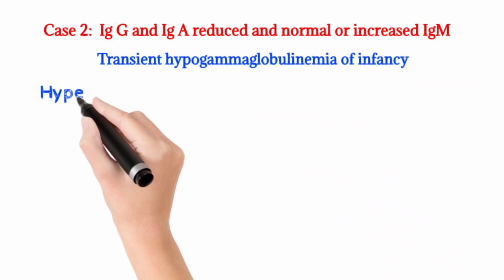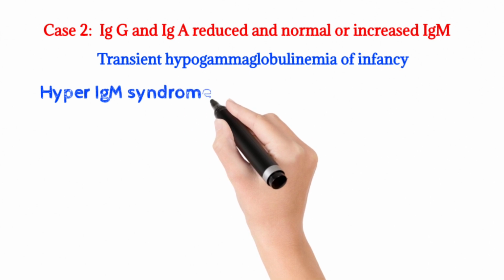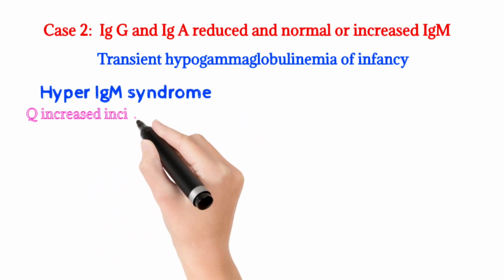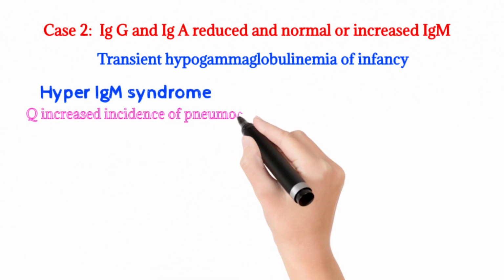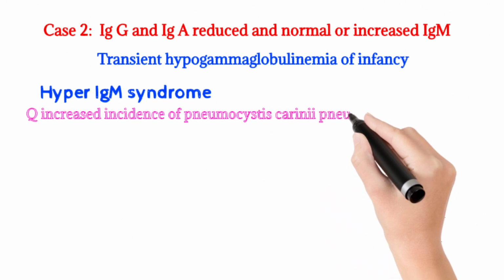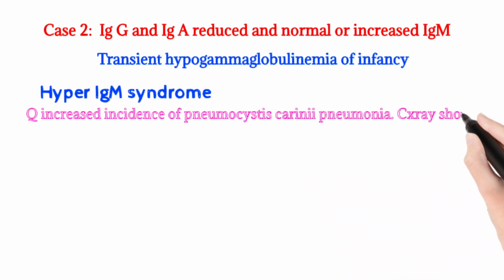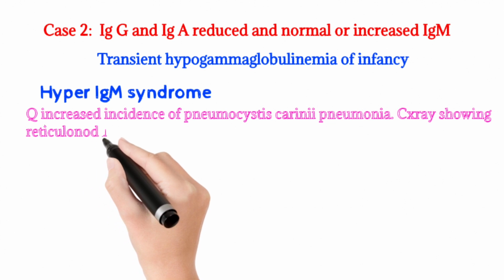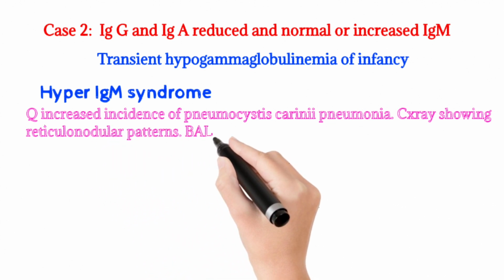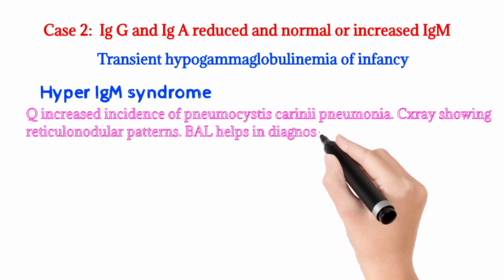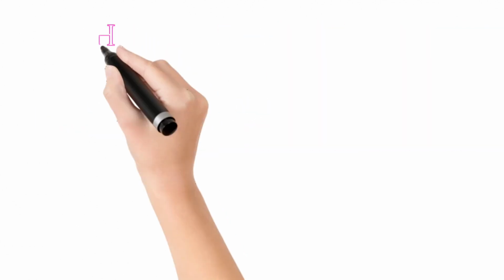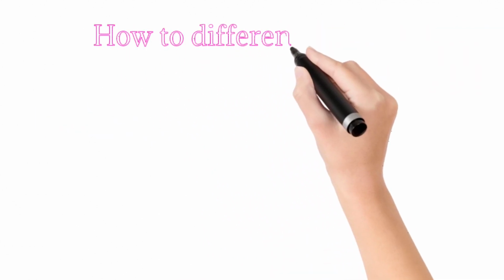Here IgM is increased, in previous condition normal or low. We have two differentials: transient hypogammaglobulinemia of infancy and hyper IgM syndrome. In hyper IgM, there is increased incidence of Pneumocystis carinii pneumonia, and on chest X-ray we get a reticulonodular pattern. Bronchoalveolar lavage helps in diagnosis.